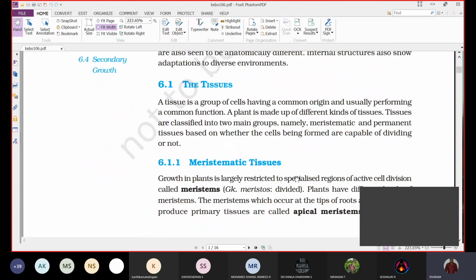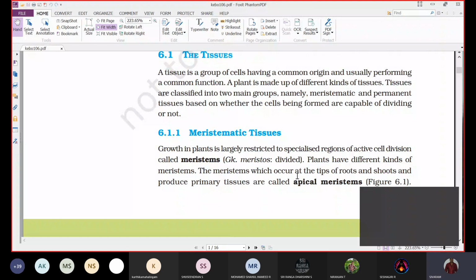When you observe the tissue, a tissue is a group of cells having a common origin and usually performing a common function. So we can say what a tissue means: a tissue is nothing but a group of cells having a common origin and usually performing a common function. Such a group of cells we call a tissue.